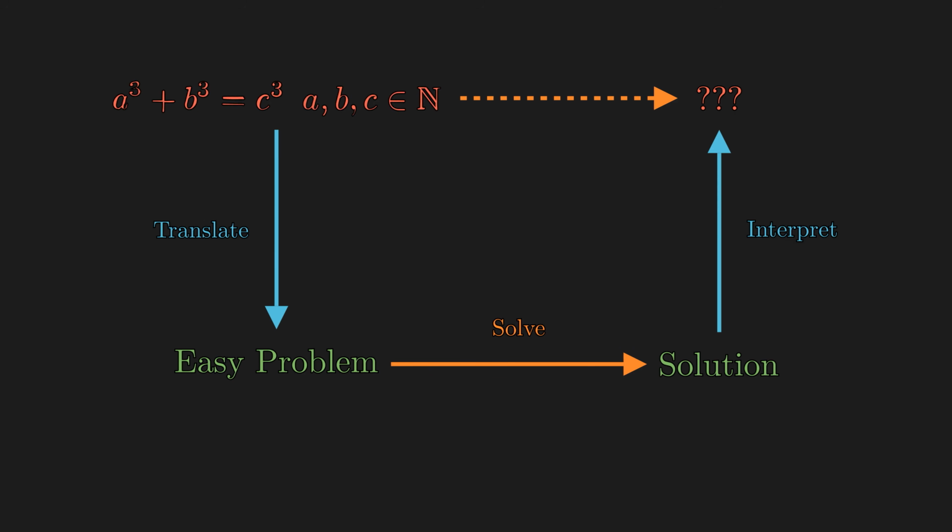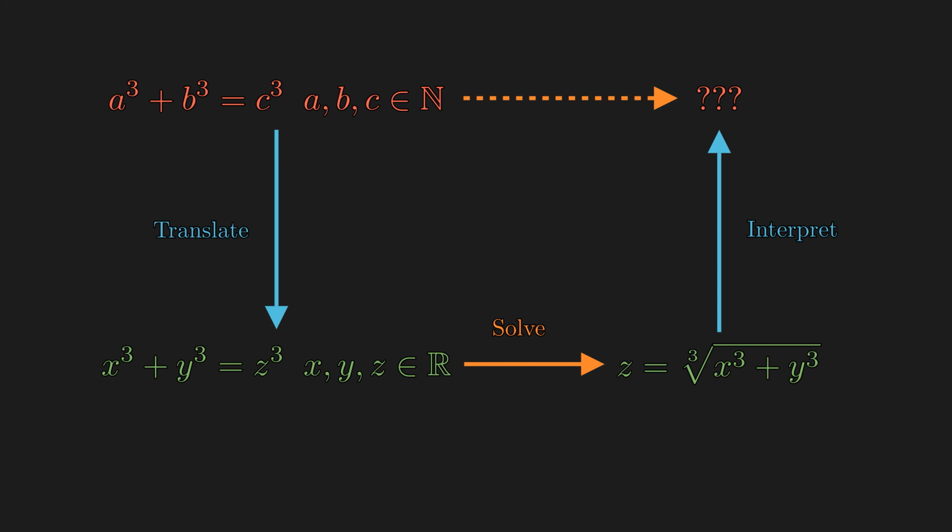For example, consider Fermat's last theorem for the case n equals 3. Let's try turning it into an easier problem, say the same problem but over the real numbers. It should be easily solvable by taking the cube root on both sides, and it has infinitely many solutions for all real values of x and y. But this information is meaningless to us, since what we want to show is that there are no natural number solutions. And this shows that the difficulty usually is in finding the appropriate easier problem.